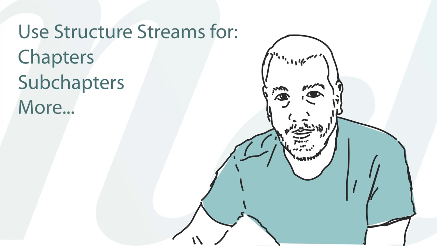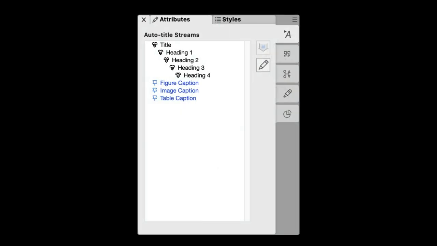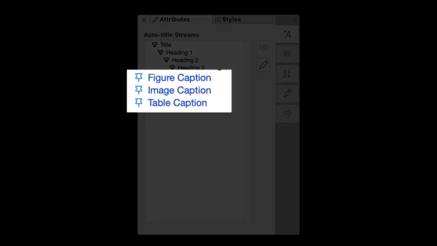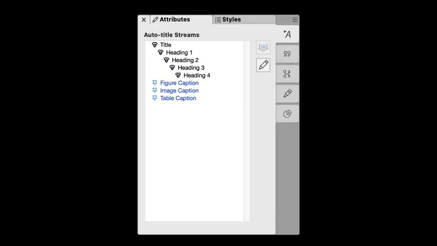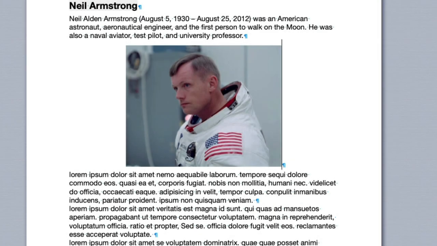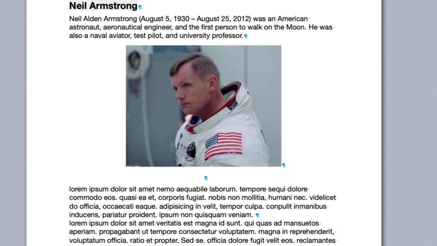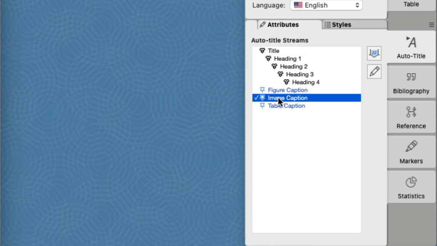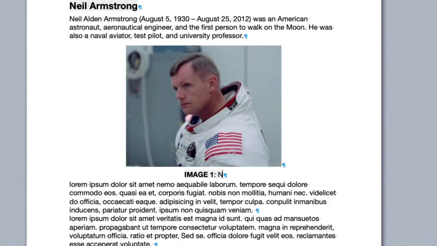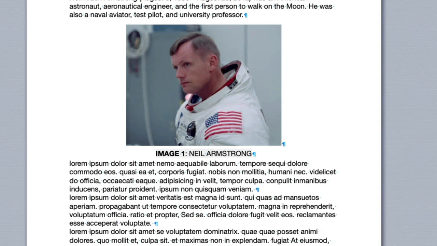But we can use autotitles to label other elements like figures and images in the document. And for that, we use caption streams. Caption streams appear in blue and have a pushpin icon. Let's take this image and add a caption. Place the insertion point after the image and double-click the image caption stream. Type the caption and exit editing by pressing return or clicking outside.